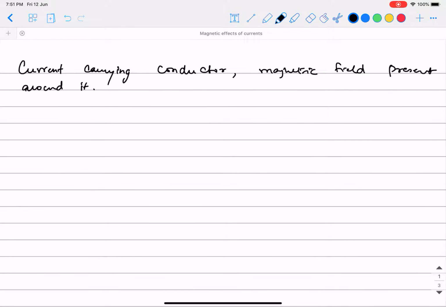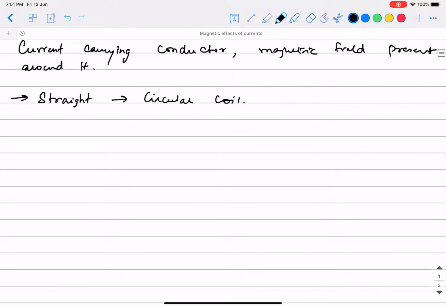Now, we try to calculate the magnetic field due to different systems of current carrying conductor around them. For example, we applied the concept of Biot-Savart law to calculate the magnetic field due to a straight current carrying conductor. Then we saw for a circular coil on its axis. So all these things we discussed.